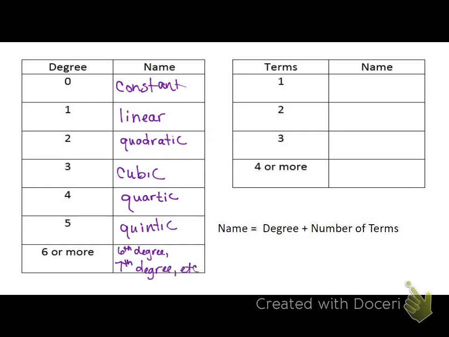Okay. Now, when we go to terms, how many terms does a polynomial, or how many terms does a statement have? One term is going to be a monomial. Okay, so if it's one, it's going to be monomial. Two, what do you guys think two is going to be? Binomial.